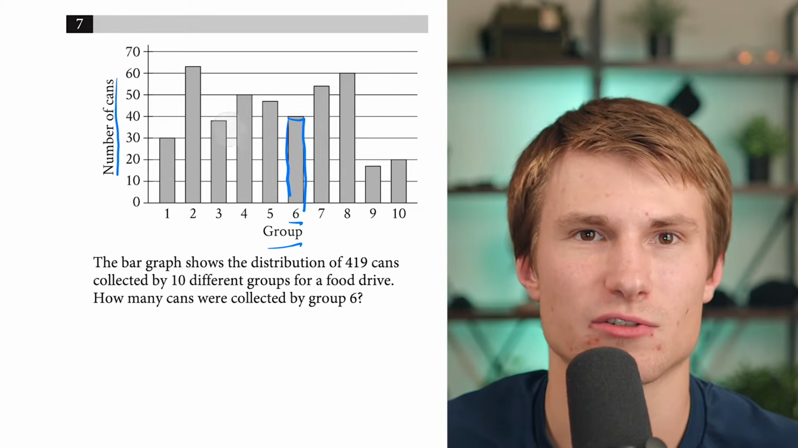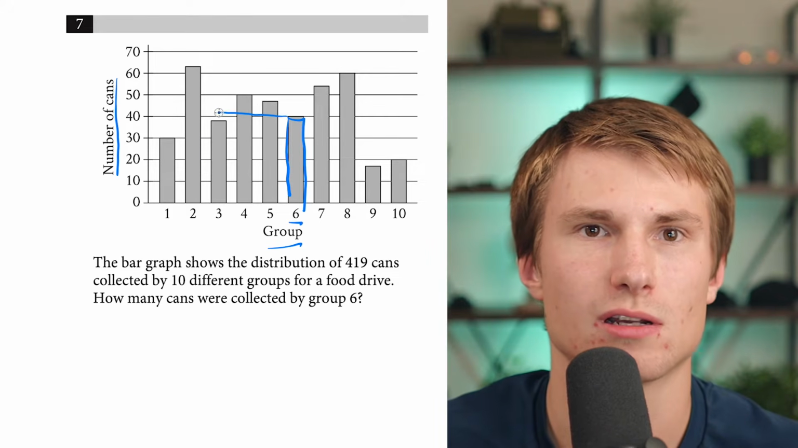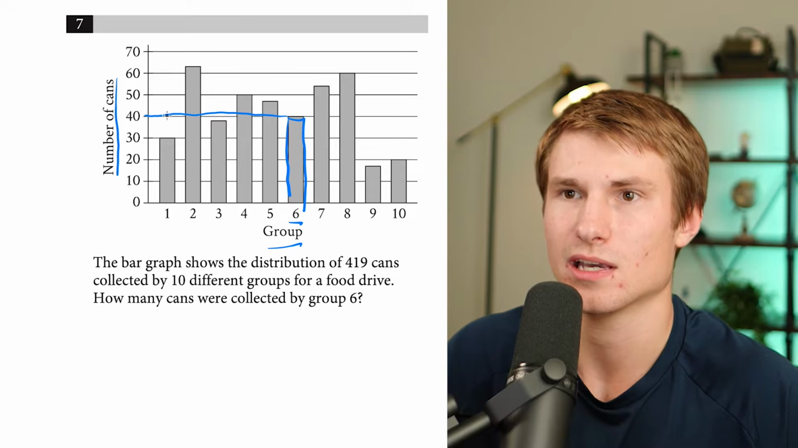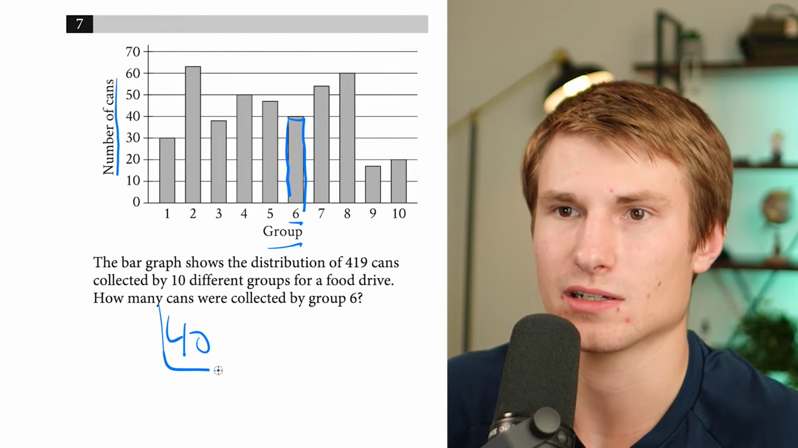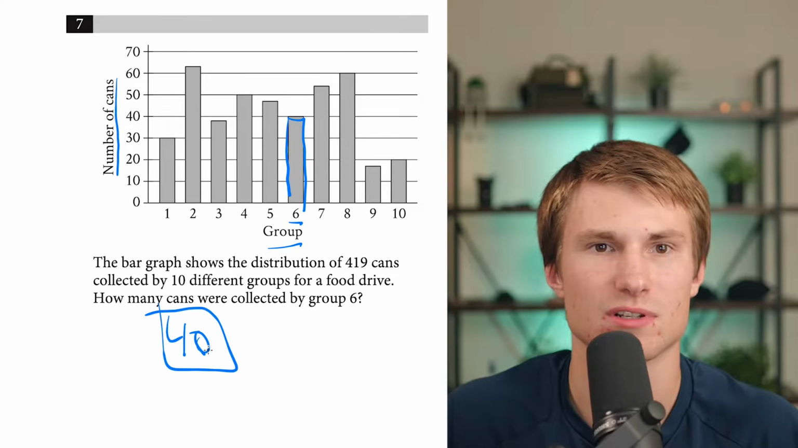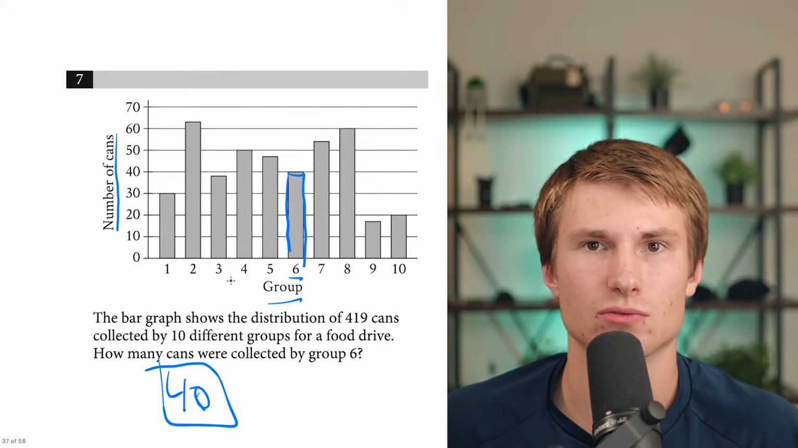That's not a straight line, so let me try to draw that a little bit straighter. Okay, if we go over to that y-axis, we see that that's 40. So the answer there would be 40 is the number of cans collected by group 6. That's 40. Okay, moving on to number 8.